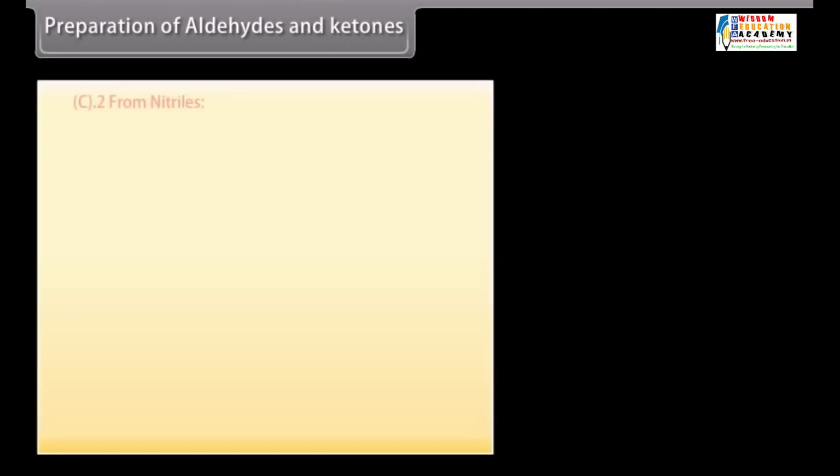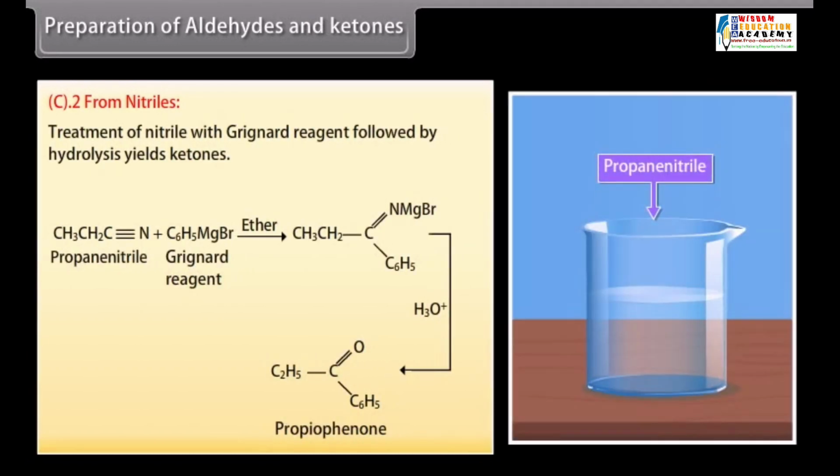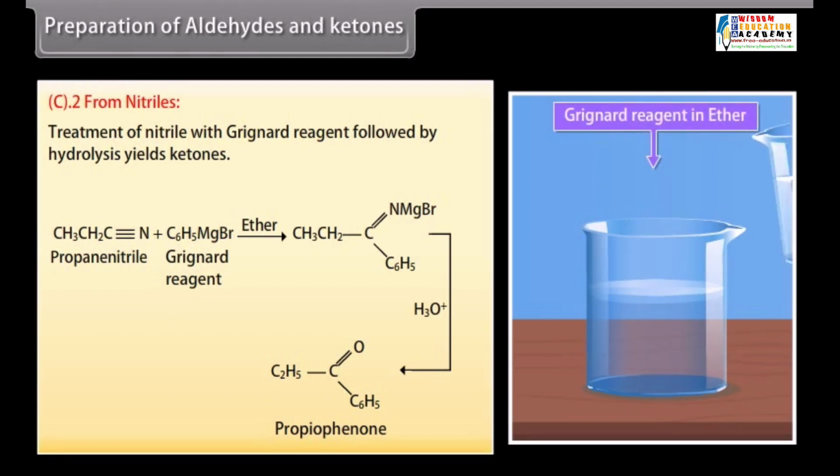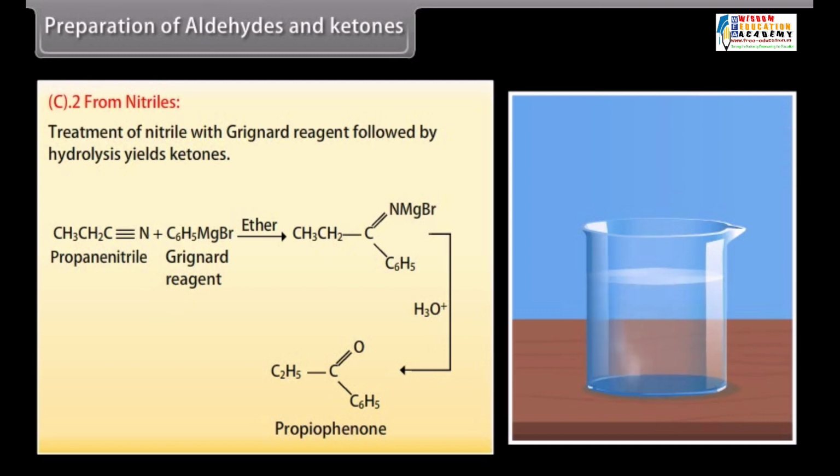Preparation of aldehydes and ketones from nitriles. Treatment of nitrile with Grignard reagent followed by hydrolysis yields ketones. Grignard reagent in ether reacts with propanenitrile and forms an intermediate, and then upon hydrolysis it gives propiophenone.